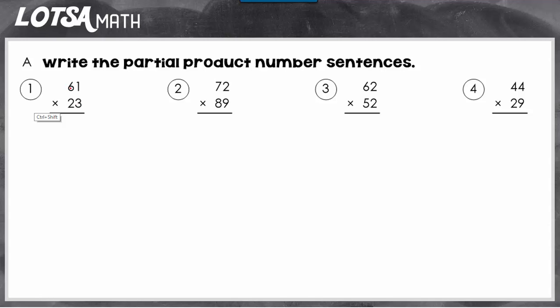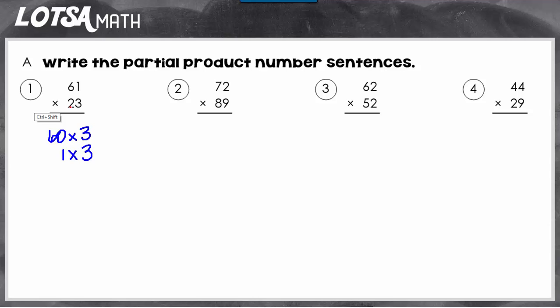So here we have 6, but its value is 60, and we're going to multiply it by the bottom factor, 3, the one in the ones place. Now we're going to take the value of this 1 and multiply it by 3 as well. So far, it's kind of like the other ones we've been doing.